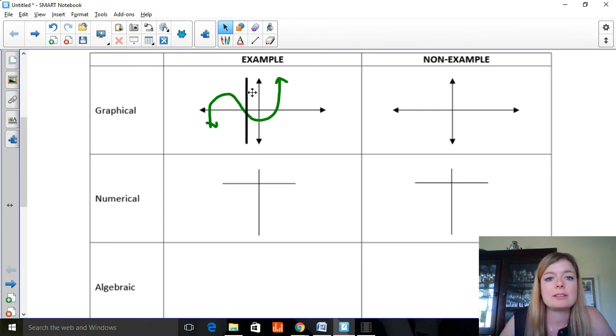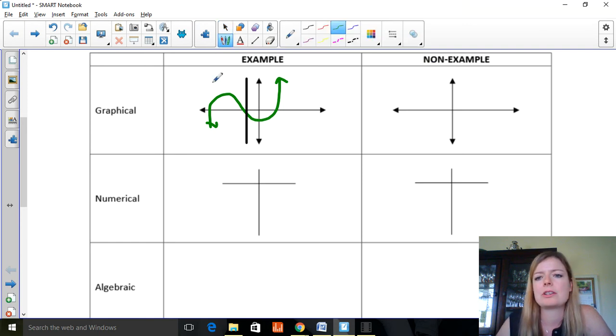Notice that a horizontal line test doesn't have anything to do with the function because you can have the same y value more than once. It's an x having 2 y values that's the problem. So this is a function, yay, because it passes the vertical line test.